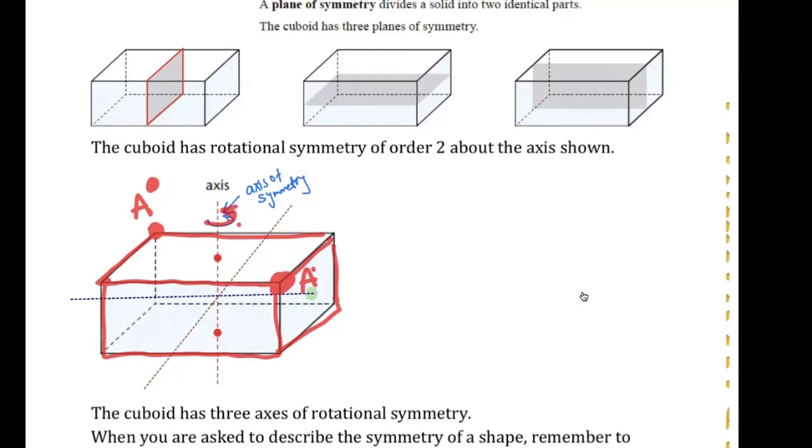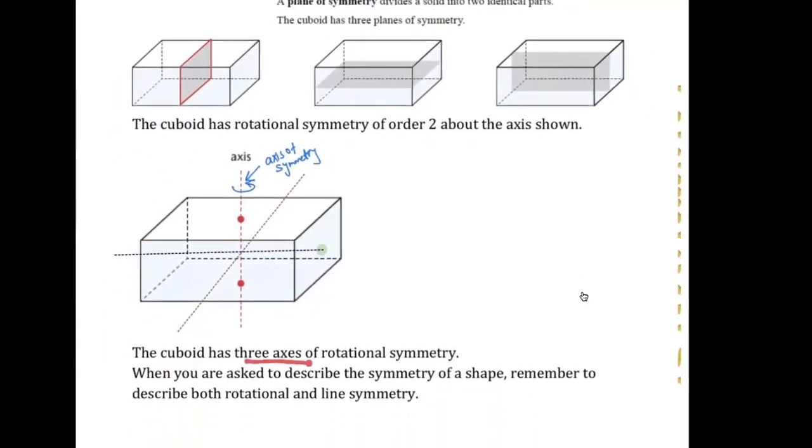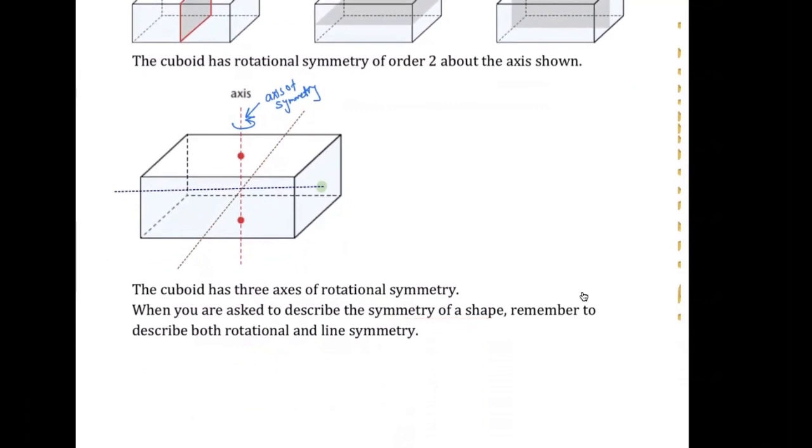So we say that a cuboid has a rotational symmetry of order 2 about the given axis. Even for this axis, it has an order of rotational symmetry 2, and even at this axis. So a cuboid has 3 axes of rotational symmetry. These are the 3 axes. When you are asked to describe the symmetry of a shape, remember to describe both the rotational and the line symmetry. In the case of a 3D shape, you describe the rotational and plane symmetry.